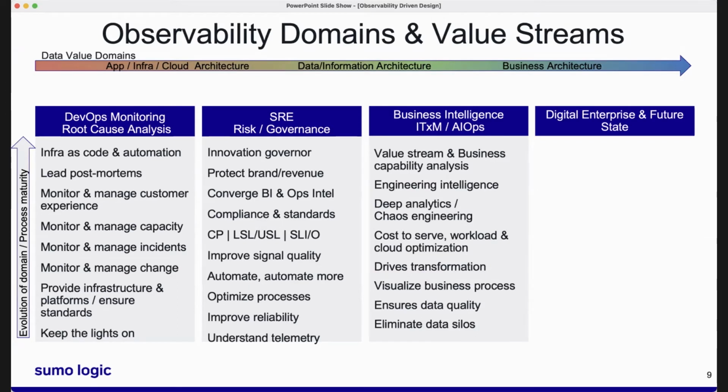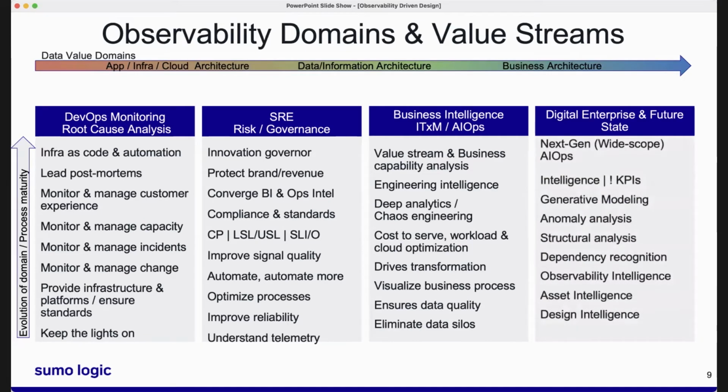And within the digital enterprise, and really looking forward to the future, it's all about bringing all of this data together, and artificial intelligence, or augmented intelligence, if you will, and machine learning driving asset intelligence and design intelligence, observability, dependency recognition, structural analysis, really helping businesses understand the external factors that might be affecting the enterprise and how to shift and course correct through all of that, really leading to that next generation of wide scope AIOps, as Gartner refers to it.